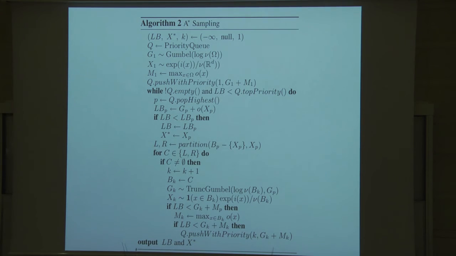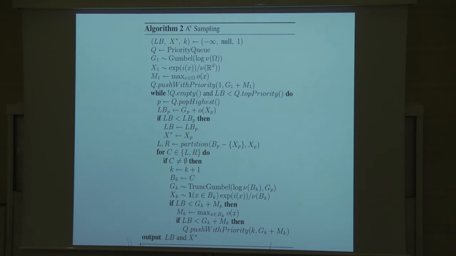Here's the actual algorithm. I think we don't need to go through it. The point is just that there is a priority queue. It's going to have priorities, which are things like the sums of the G's, the Gumbel values, and the M's are the bounds in regions of space. It's really not that hard to implement. You just have to write your functions that compute these bounds and that draw the samples and compute the volumes. And then from there, it's like any other search that you learn about in your first AI course.